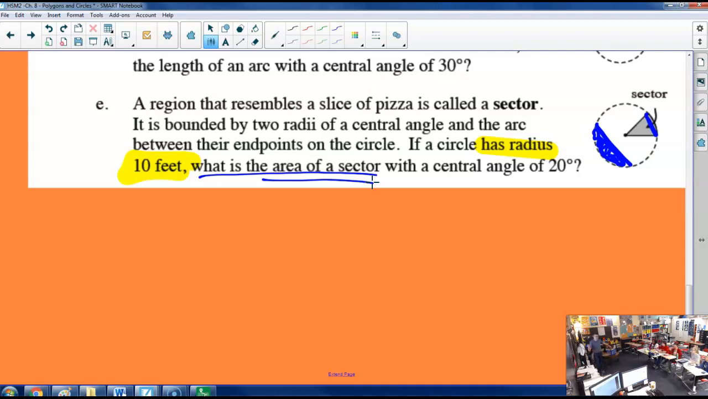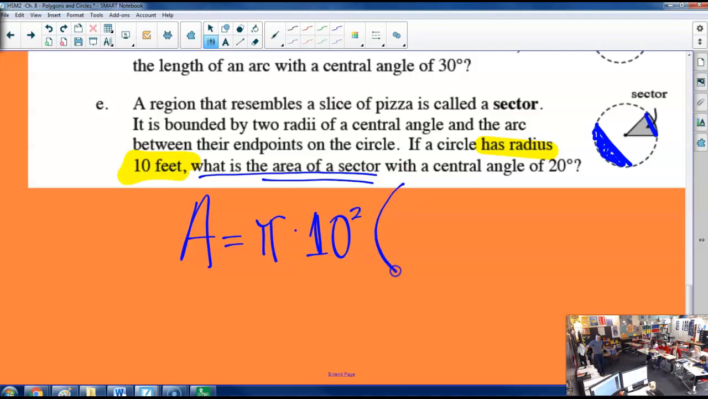Let's make sure we know how to do this. If the radius is 10 feet, then we would say pi times radius squared is the area. But how do we deal with the fact that we have a sector? How do we modify? We multiply by the portion of the circle we have, based on the angle degree. It's 1/18th, so that'd be 2/36 or 1/18.